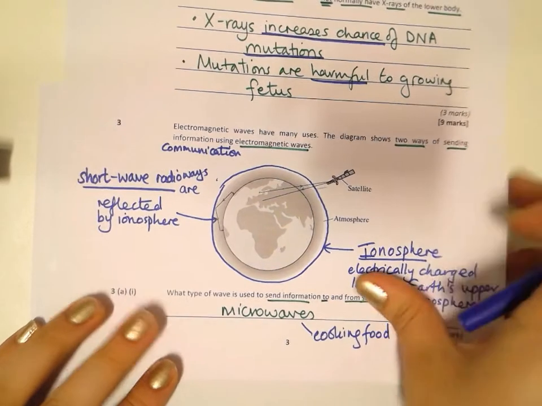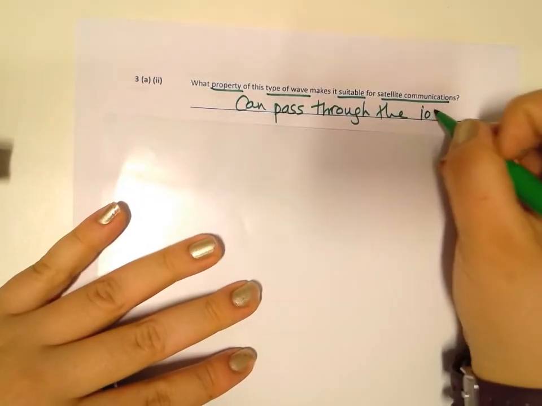Okay, next question. What property makes this suitable for satellite communication? So it's what I've mentioned here. Very simply, it can pass through the ionosphere.